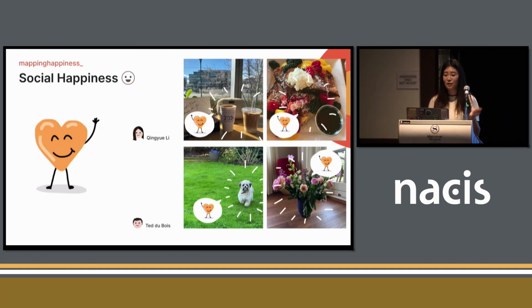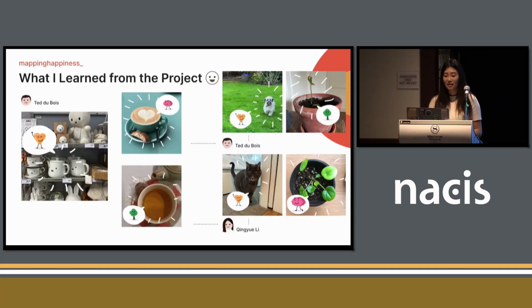Social happiness refers to the social support, your current life situation, and influence. So for me, some happiness moments in this category include taking a coffee and donut break with my neighbor on the weekend, and enjoying brunch with my mom. For Ted, this can mean playing with his dog or receiving surprise flowers.